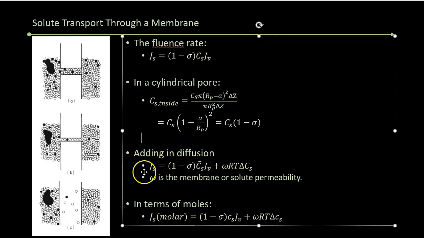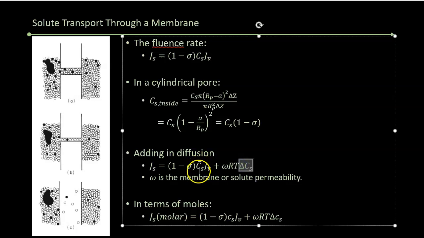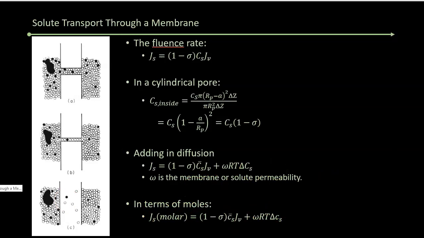And we add in diffusion, and so solute flow, solute fluence, is our flow piece, right? Volume flow piece. And the C bar S is the average concentration, because the concentration is lower on this end of the pore than it is on this end of the pore. What's going through is our average concentration. And then this is our diffusion piece, right? So this is the piece due to volume fluence. This is the piece due strictly to diffusion. And so now this is the rate at which solute is going through, right? And you can write it out in terms of moles, because, you know, your chemists like to do that, right?